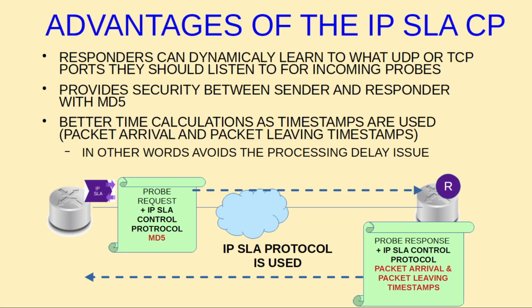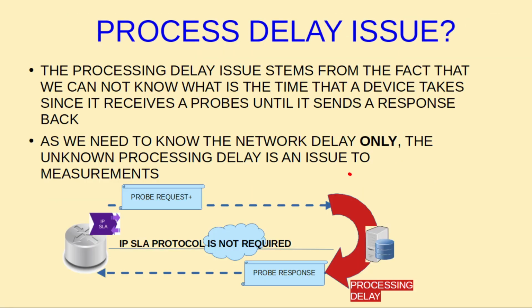We will have security between sender and responder with MD5, and we will have better time calculations because we are going to use timestamps, the packet arrival and packet leaving timestamps. This means that, in other words, we are going to avoid the processing delay issue. So what is the processing delay issue? The processing delay issue stems from the fact that we cannot know the time that a device takes since it receives a probe until it sends a response back. Since we need to know only the network delay, we are including this unknown processing delay within our network delay measurements.